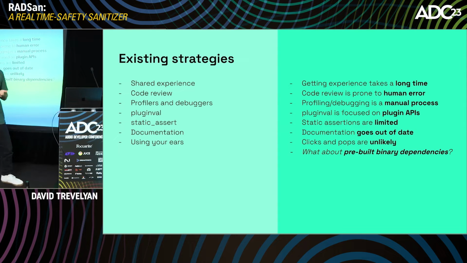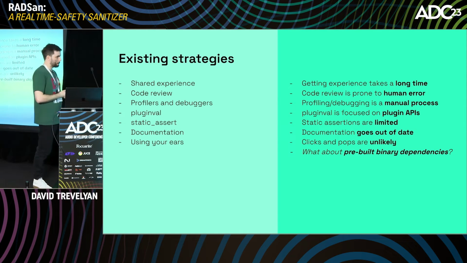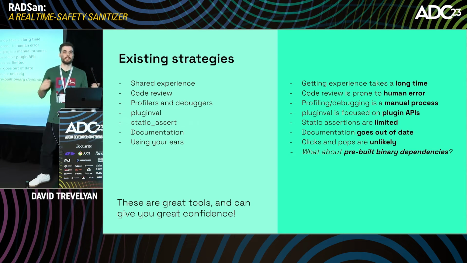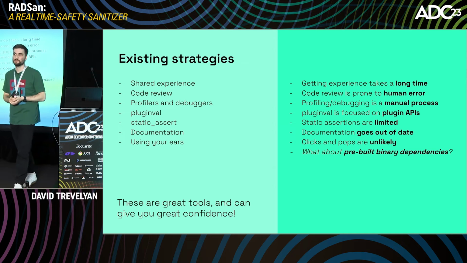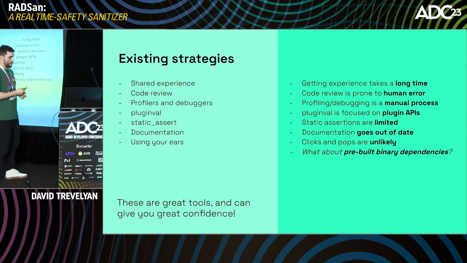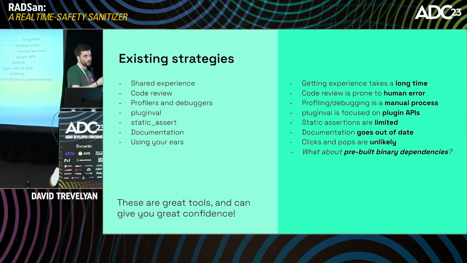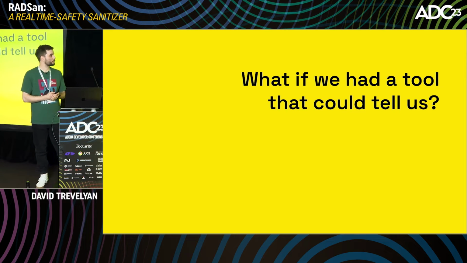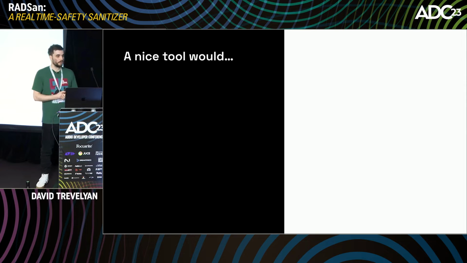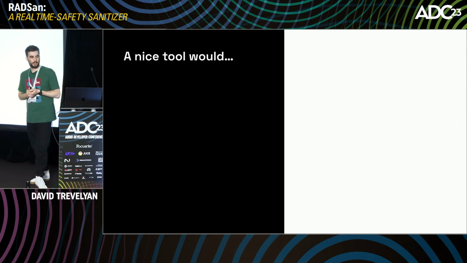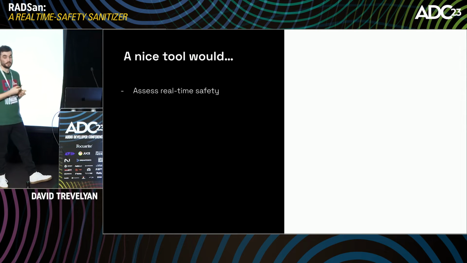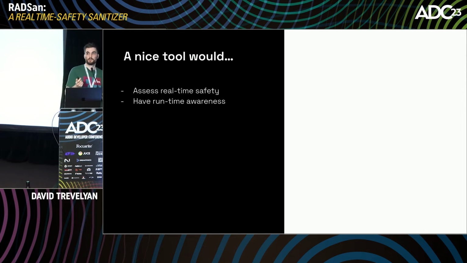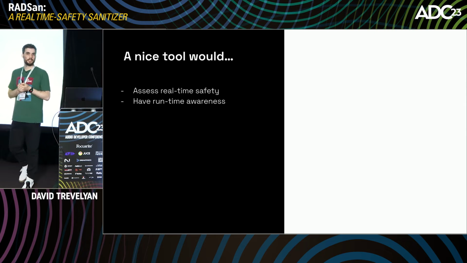And what about pre-built binary dependencies? What about those? These are fantastic tools, and together, when used well, they can give us great confidence that our code is real-time safe. But what if we can contribute a little bit of an improvement to this situation? What if we had a tool that could tell us? So we thought about it a while ago, and we thought a nice tool would assess real-time safety. It would have runtime awareness. Sometimes pushing back into a vector isn't such a big deal if you've reserved a load of memory.